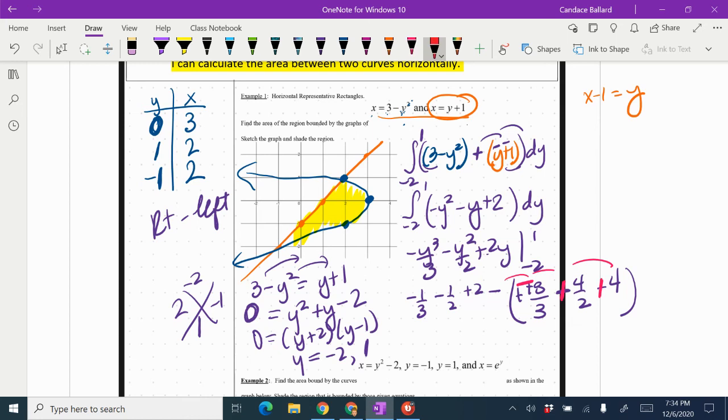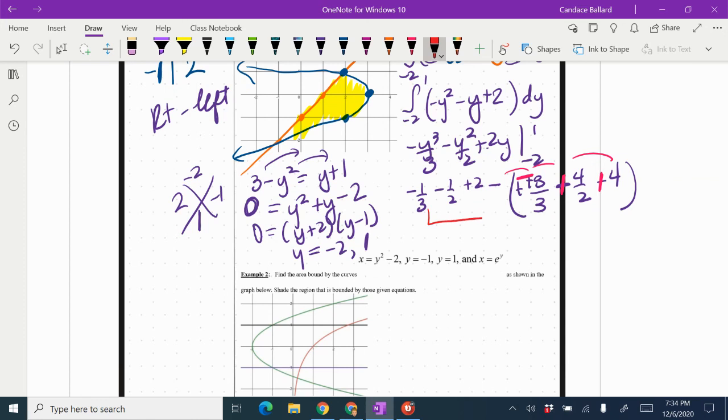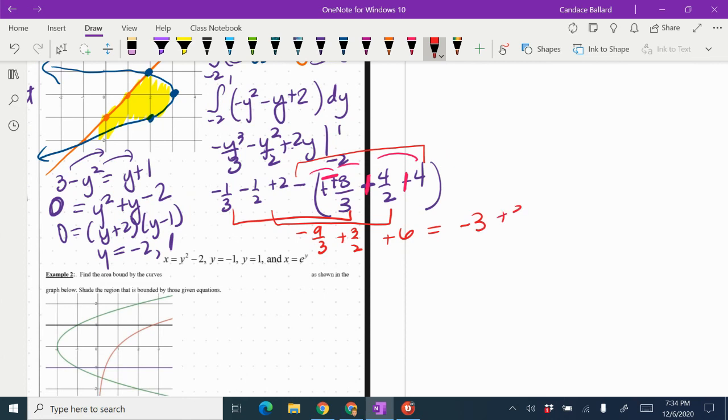Then I'm going to use a little shortcut where I combine my like terms with my fractions, and sometimes that helps and it works out. So negative 1/3 and negative 8/3 is negative 9/3. Negative 1/2 and positive 4/2 is positive 3/2. 2 and 4 is 6. So I've got negative 3 plus 3/2 plus 6, which, if I combine these two together, is 3 plus 3/2. If I make the 3 into halves, that would be 6/2 plus 3/2, which is going to be 9/2.